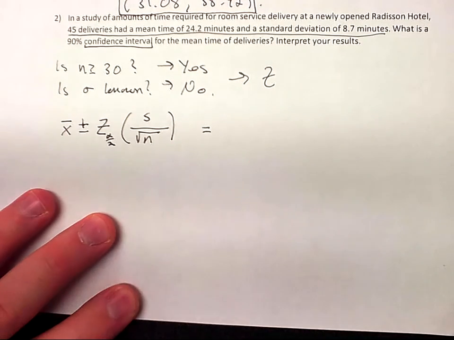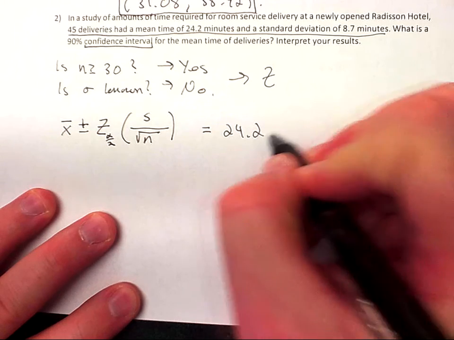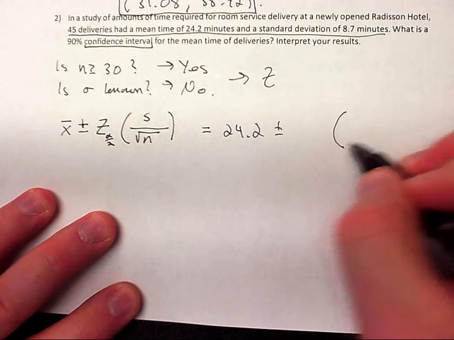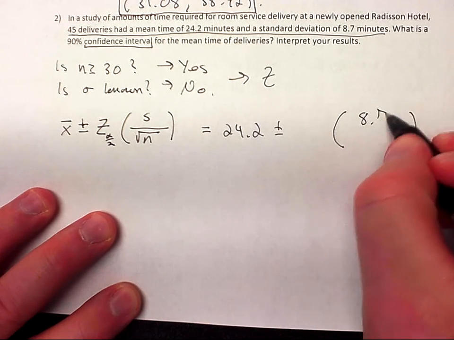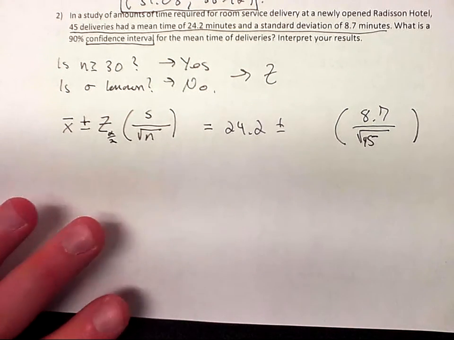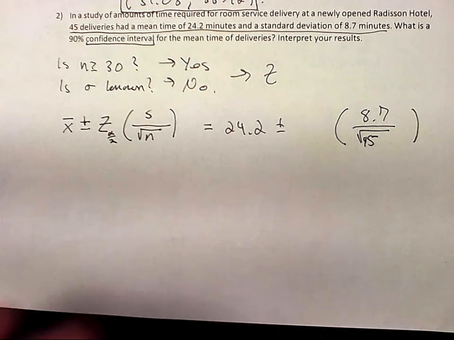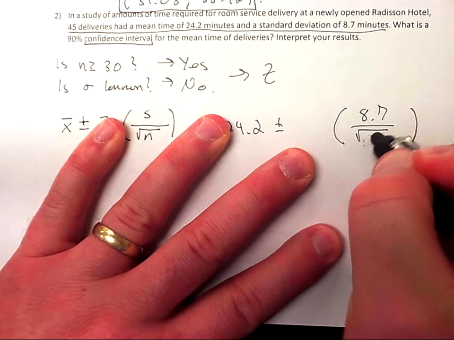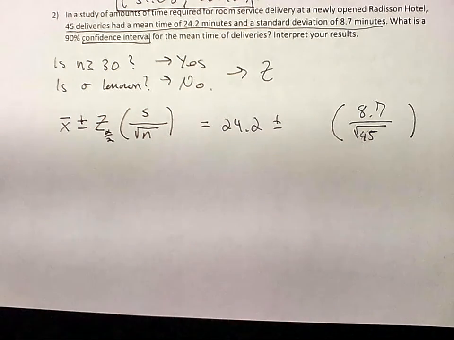If you're good with this setup, then I think you guys are good to go with this problem, because what is X bar equal to? 24.2 plus or minus. We'll skip Z here for a second. What is S equal to? And what is our sample size? Square root of 45. Awesome. Good. 45, right? So we're going to put square root of 45. That looks ugly. Let me correct that. 45. Everybody good with this so far?